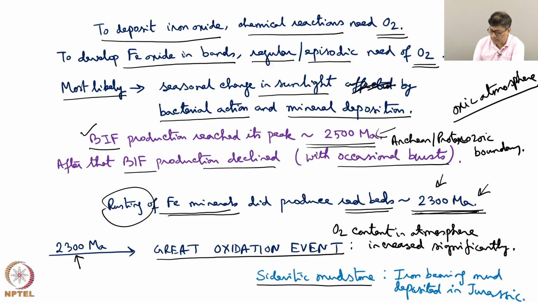There are sideritic mudstones, which are iron bearing mud that were deposited in the Jurassic time. So, iron still got deposited either as rusted material or along with mud, but then it was not a typical banded iron formation.